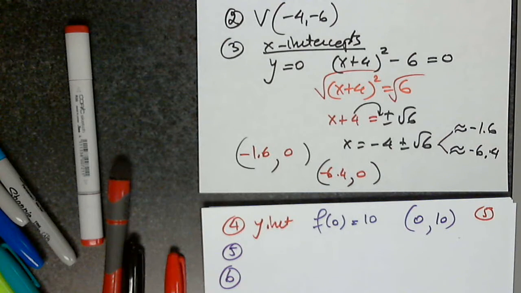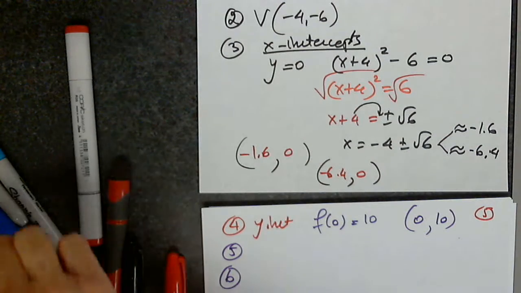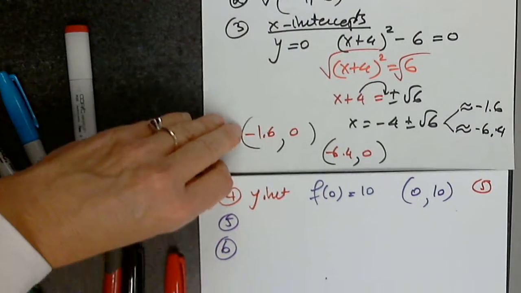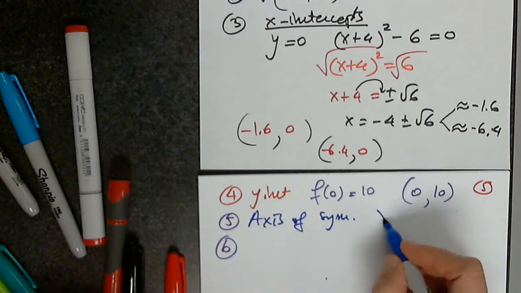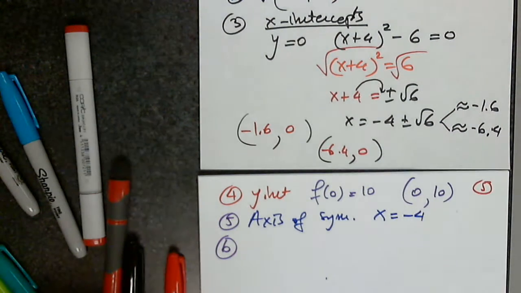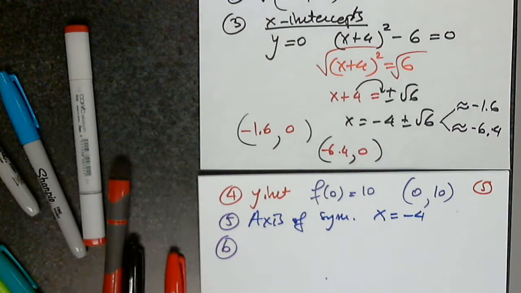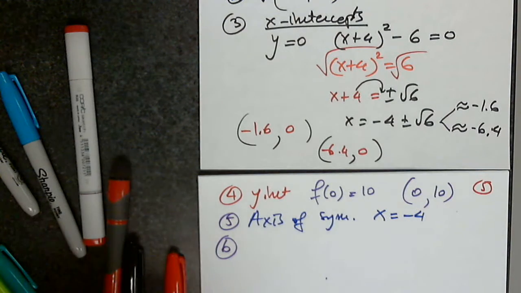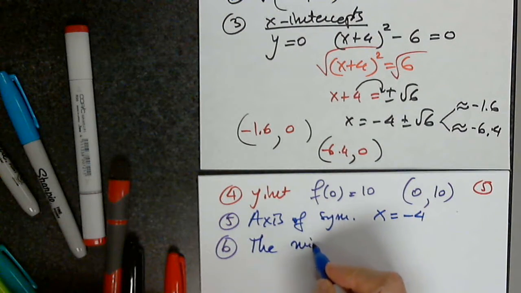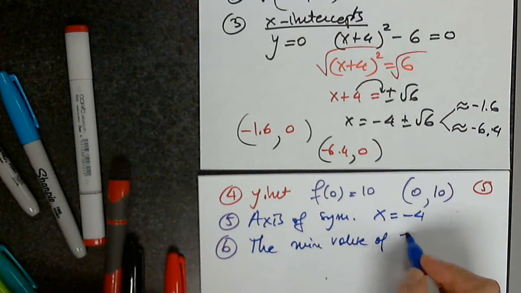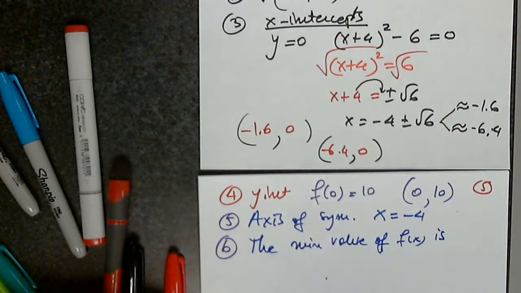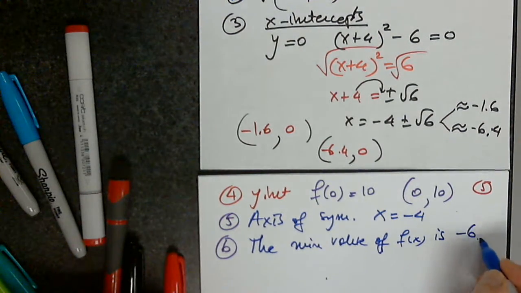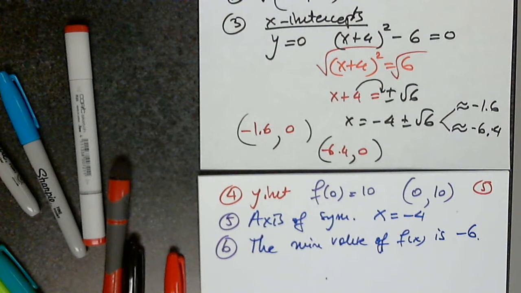Number 5 is the axis of symmetry. What is the axis of symmetry of this parabola? Axis of symmetry. X equals -4. Vertical line. Perfect. And one more time, the function has a minimum or a maximum. I know it's a silly question. We already have the picture in our head. Minimum. So I will have to write the minimum value of f of x is, we already have the range, so we know the minimum. -6.